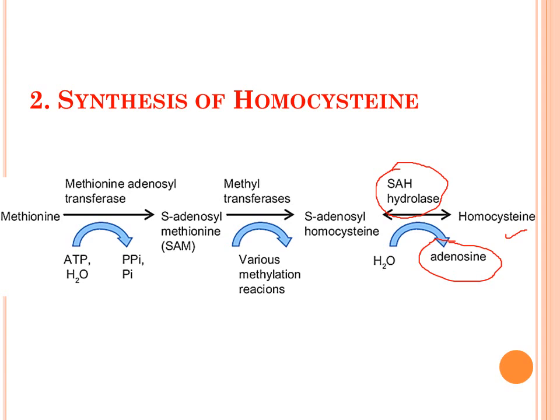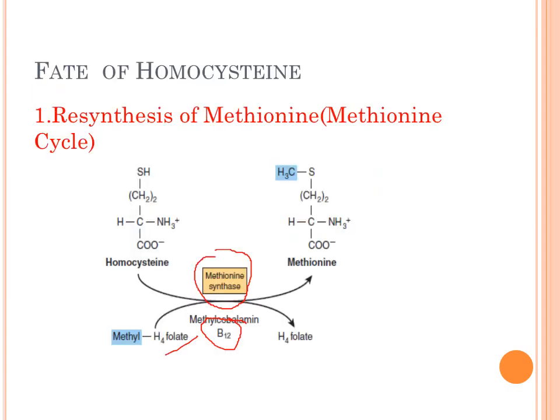Now what is going to happen to this homocysteine which has been formed? This homocysteine can have two types of fate. It can lead to resynthesis of methionine, thus completing the methionine cycle, where methionine forms S-adenosyl homocysteine leading to synthesis of homocysteine, and then homocysteine in the presence of the enzyme methionine synthase will form methionine. For the methylation of homocysteine, it will require two vitamins: folic acid in the form of tetrahydrofolate and vitamin B12 in the form of methylcobalamin. So these two vitamins will be required to complete the synthesis of methionine from homocysteine.